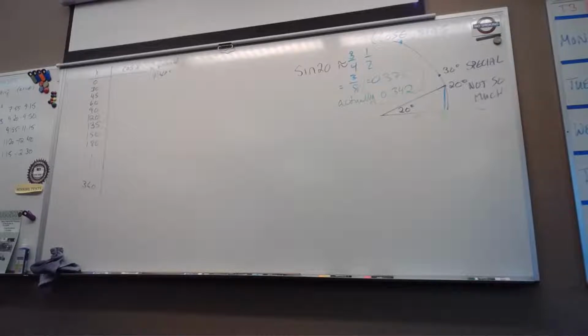And then square root of 3 over 2. That's a half. You're going to figure them out again.